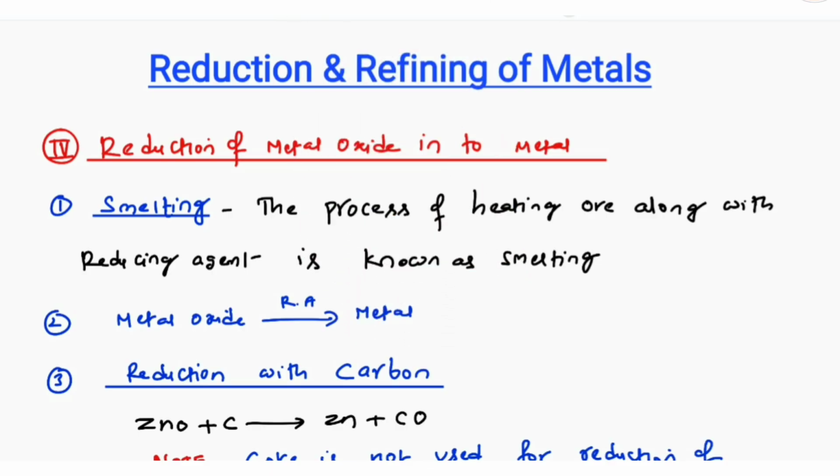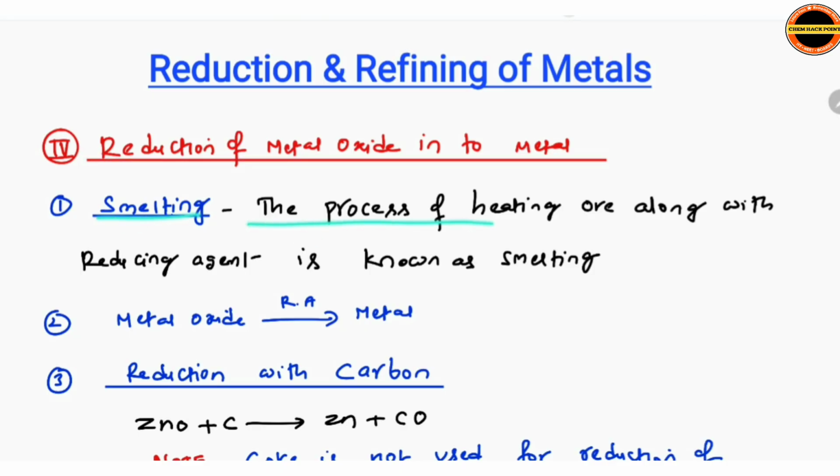Hello students, let us start reduction and refining of metals. In total, we are going to follow 5 steps in this extraction process. The first 3 steps, 1, 2, 3, we studied in the previous video. If you have not watched it, watch the previous video, then come to this video. The fourth step is a continuation from the previous video: reduction of metal oxide into metal.